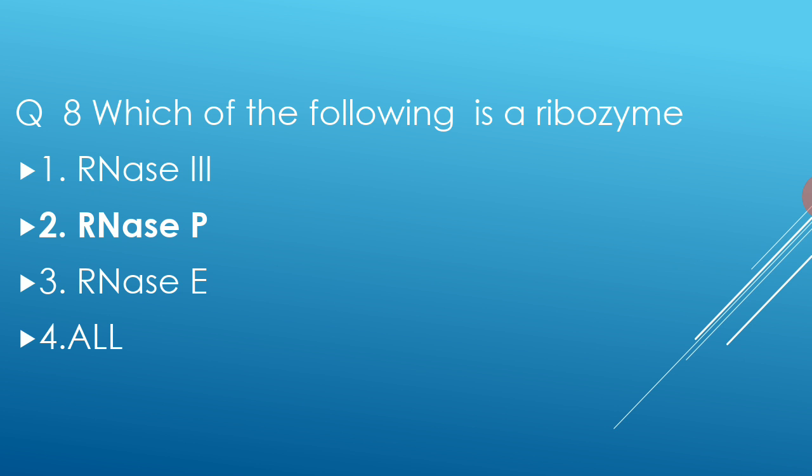Question number 8. Which of the following is a ribozyme? RNase P, RNase E, or all of the above. The answer is RNase P.